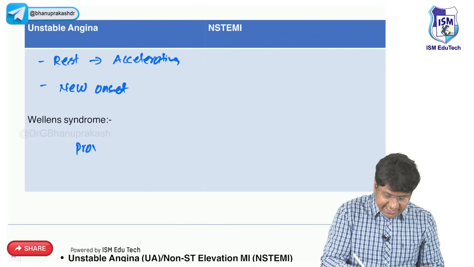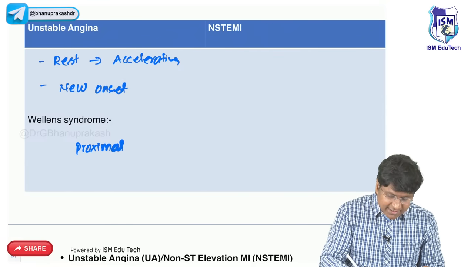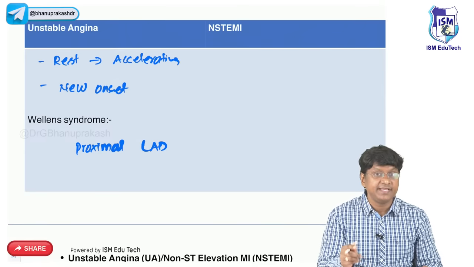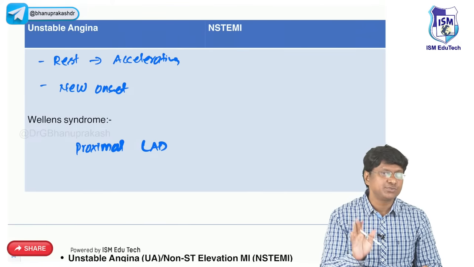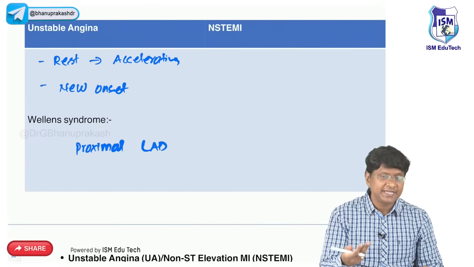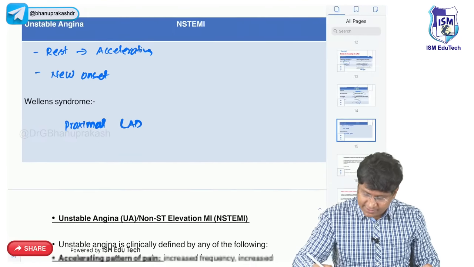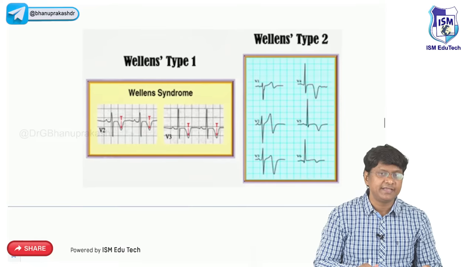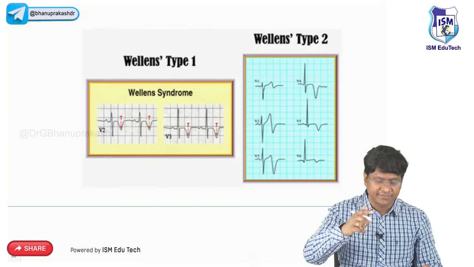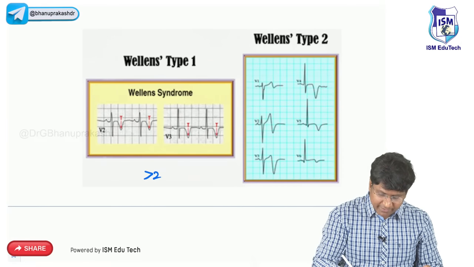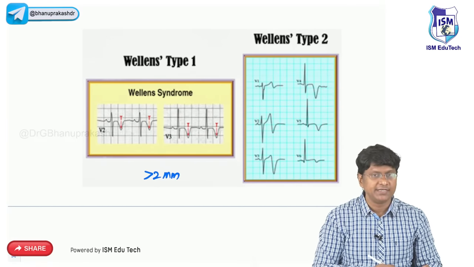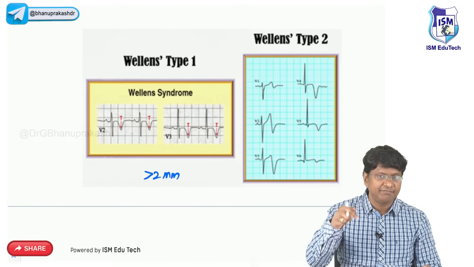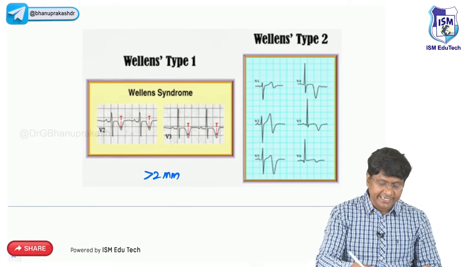Right, saying that there is a critical proximal left anterior descending artery stenosis in patients with unstable angina. Then what will be the ECG changes in case of Wellens syndrome? That is the T wave inversion, right? And that particular T wave inversion will be a deep T wave inversion of more than 2 mm in the precordial leads. That is from V1 to V3, you have deep T wave inversion. That is your type 1 Wellens.